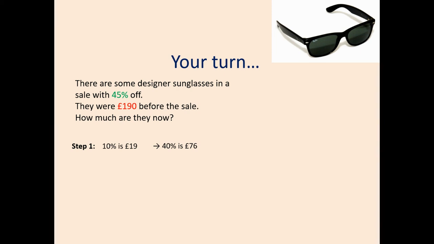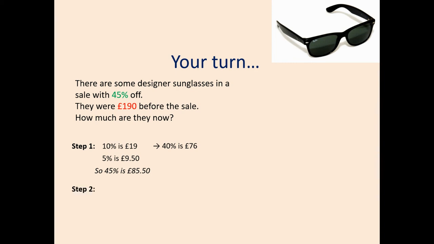And then what do you have remaining? You have 5% remaining. So how do I work out 5%? If you worked out what your 10% is, you just half it, right? So if 10% is £19, 5% is just going to be half of 19, which is £9.50. So you've got your 40%, you've got your 5%, you add them up, that'll give you £85.50.